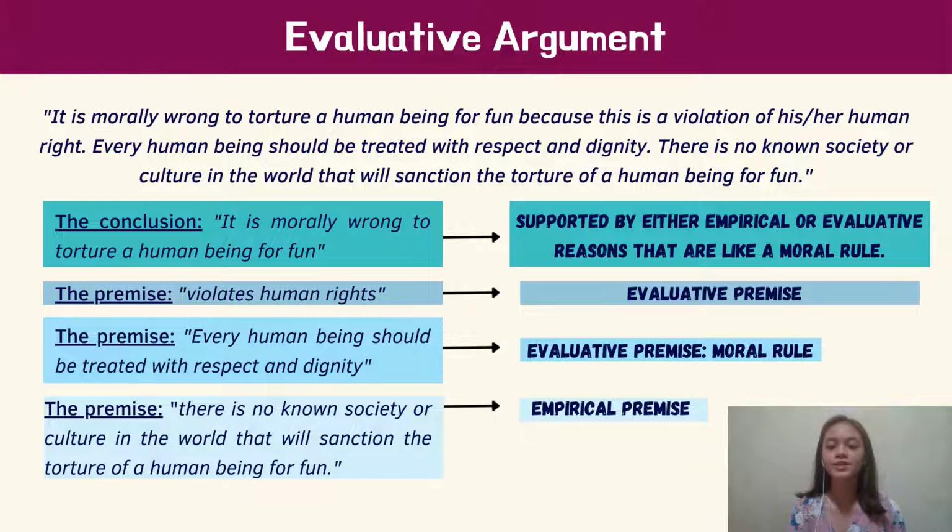Then we have every human being should be treated with respect and dignity, which is an evaluative premise that is a moral rule. And lastly, the premise: there is no known society or culture in the world that will sanction the torture of a human being for fun, is an empirical premise. So here we will see that when we accept the empirical premise and the evaluative premises to be true, then we cannot help but accept the conclusion and verify it. So here we will see that the premises provides a very strong support to its conclusion.